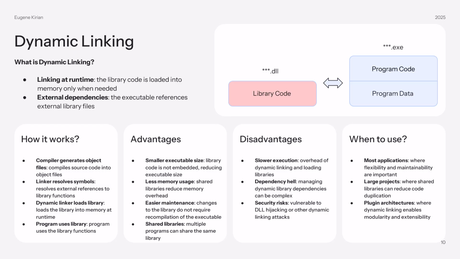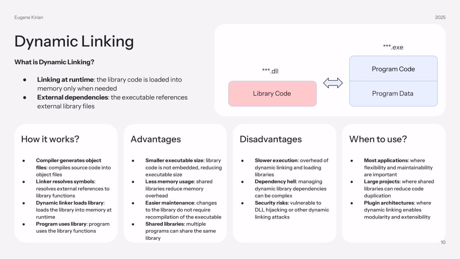Dynamic linking loads library code into the memory at runtime, reducing executable size and memory footprint. How it works: the compiler generates object files, the linker resolves symbols, the dynamic linker loads the library at runtime, and the program uses library functions. Advantages: smaller executable size, less memory usage through shared libraries, easier maintenance without recompilation. Disadvantages of dynamic linking include slower execution due to dynamic linking overhead, dependency management complexity, and security risks such as DLL hijacking. When to use dynamic linking?